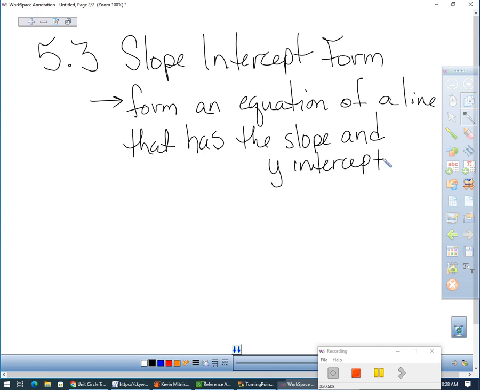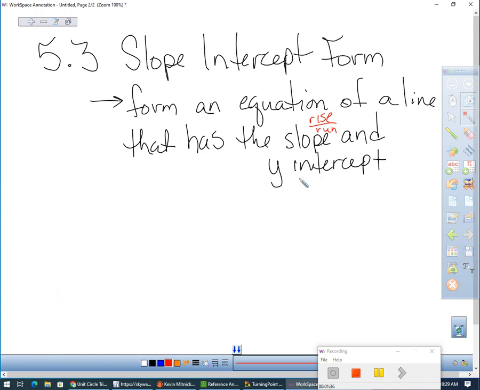Now, we've talked about what slope is, right? We know that slope is your rise over run. It's how quickly your line is increasing or decreasing. We haven't really talked about the y-intercept yet. Who can tell me what the y-intercept is? What do you think it is, Remington? Where the line crosses the y, the graph.